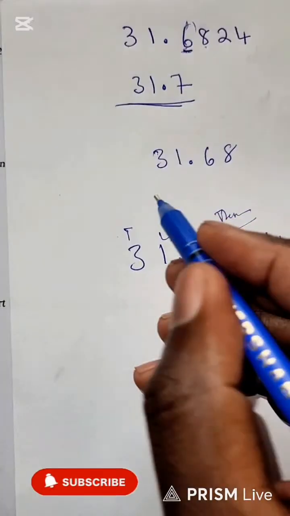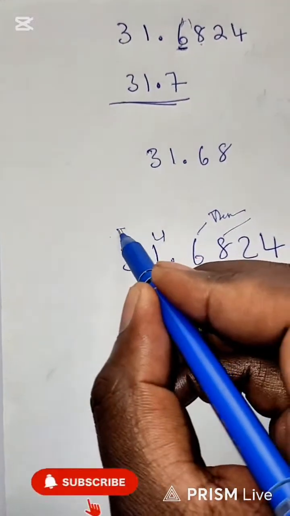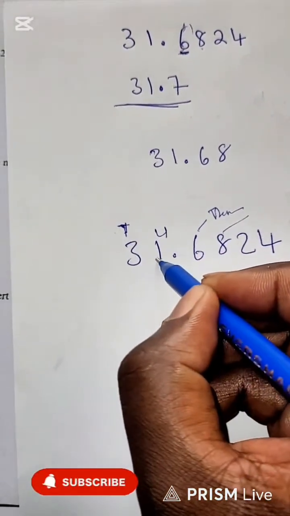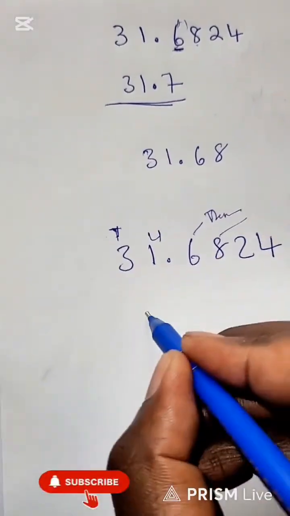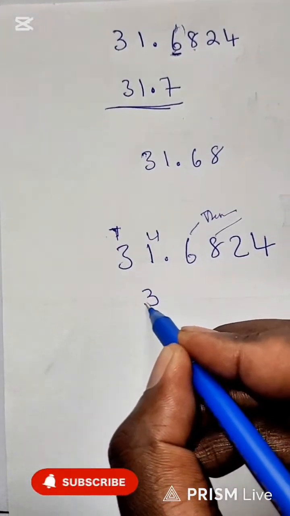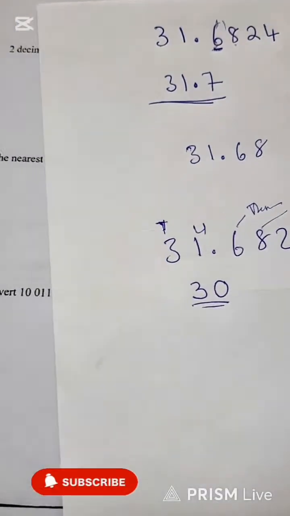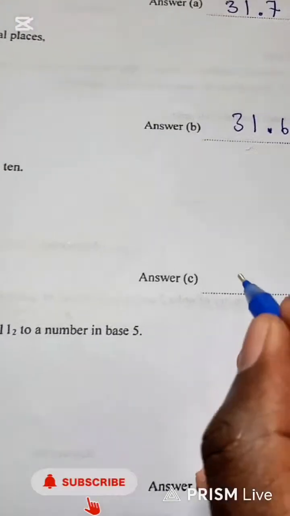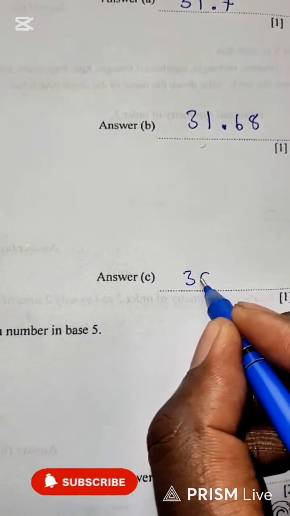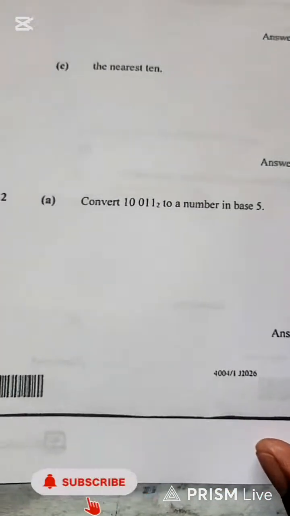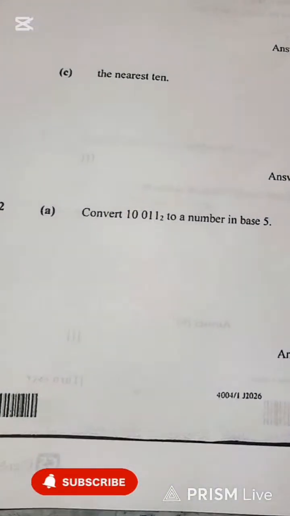So to the nearest what? 10. That's here. So 1 is below 5. So our answer will be what? It will be 30. That will be our answer to the nearest what? To the nearest 10. So that will be 30. Okay. Then another one here.